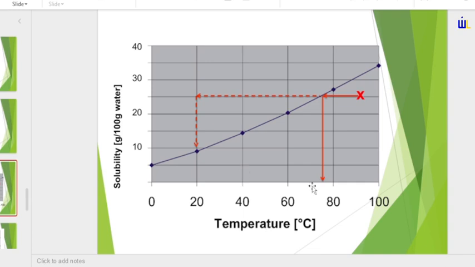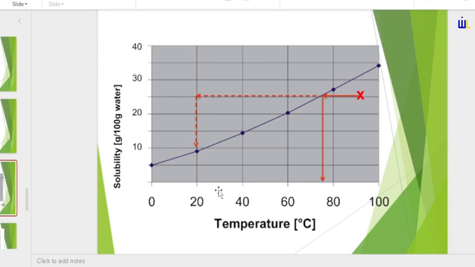Let's solve the question. Now imagine I say, for instance, look at this question, that this particular solution X was cooled from 60 to 20. What is the amount of crystal? Can somebody tell me? 40. You are not serious. You don't know what I'm saying. It was cooled from 60 to 20. What is the amount of crystal?